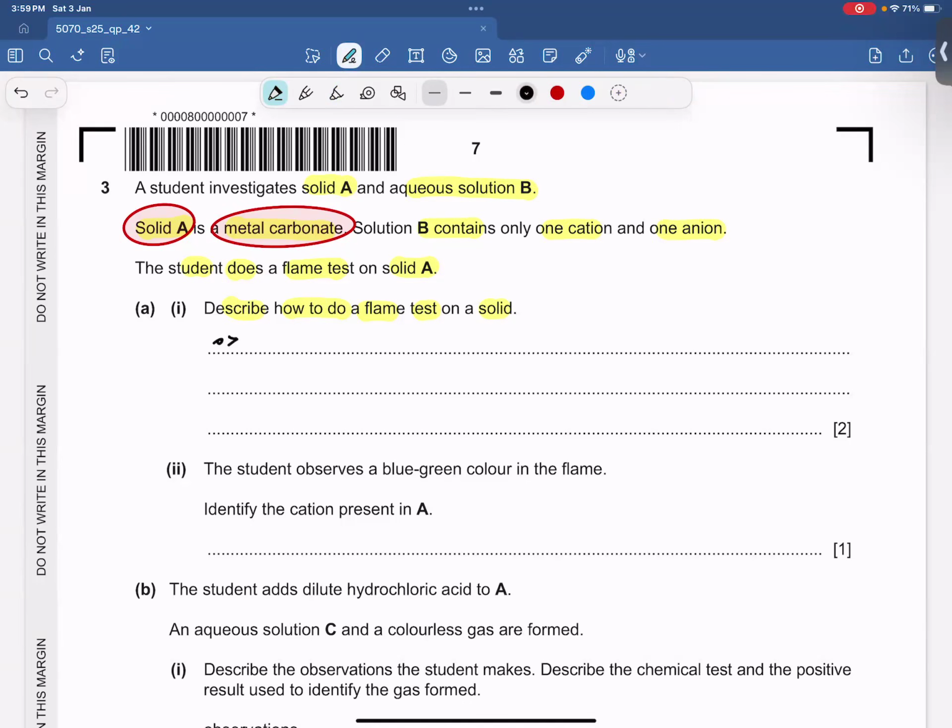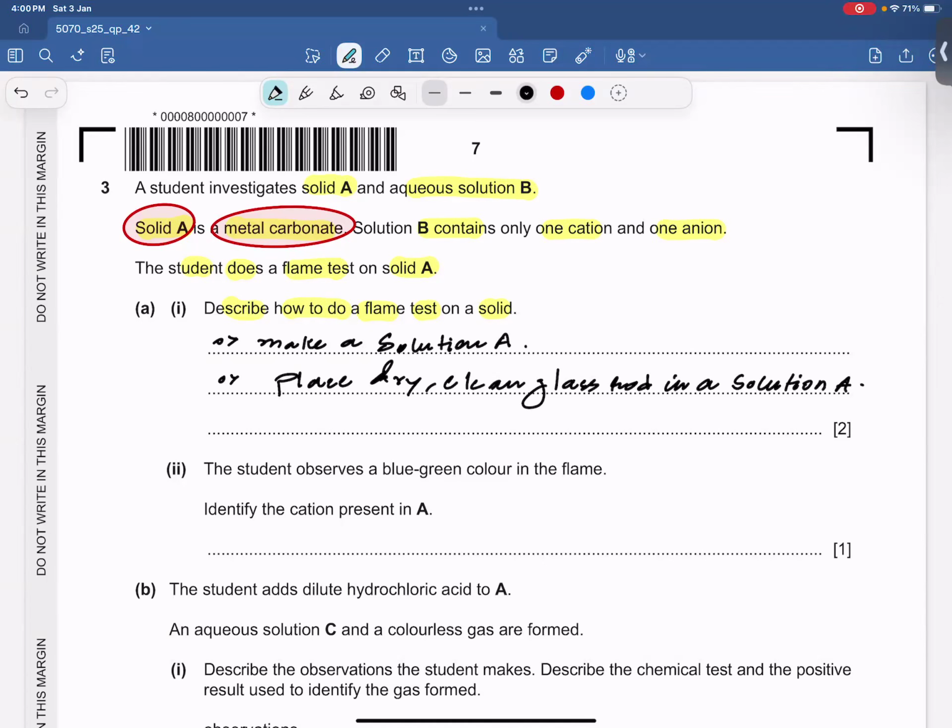First of all, make a solution of the solid. Place a dry, clean glass rod in a solution of A. Place the glass rod in a blue Bunsen flame. Okay. And then obviously you will get a flame test of the solid.